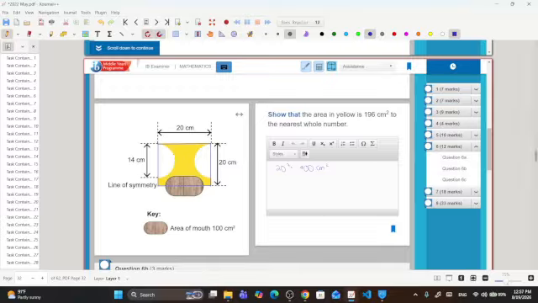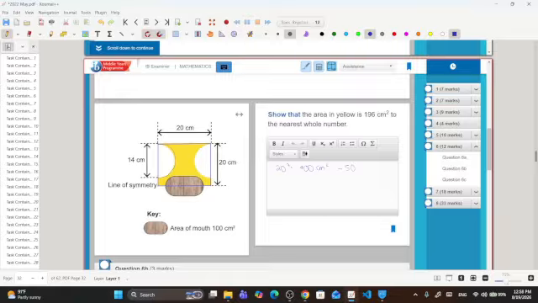So the area of the mouth is, look, the area of the entire square is 100 centimeters, but the part of our square that we have is half of it. So we subtract 50 from it for now, initially. Then we have two semicircles that look like this.